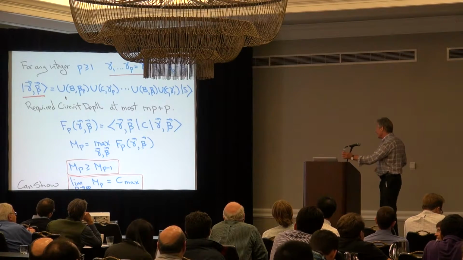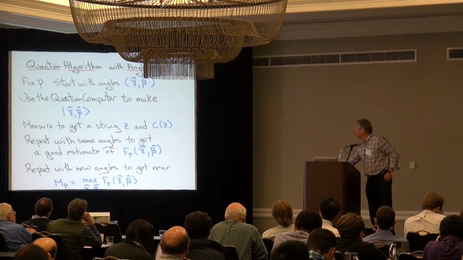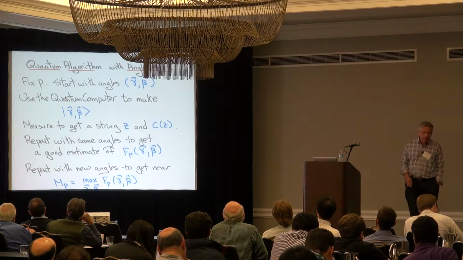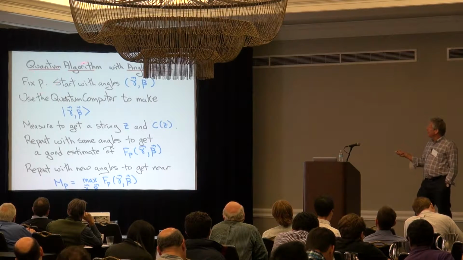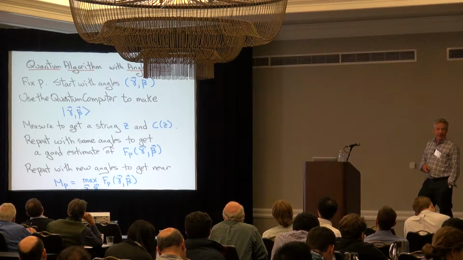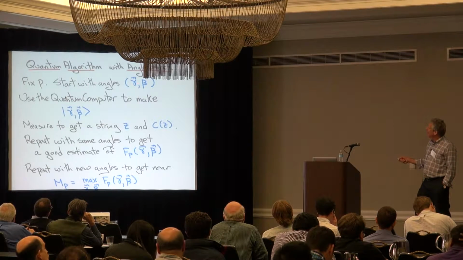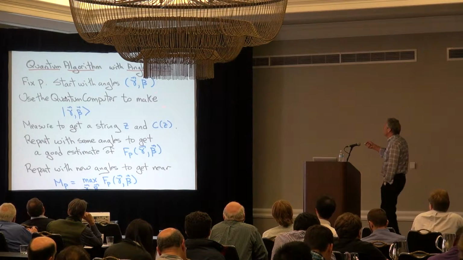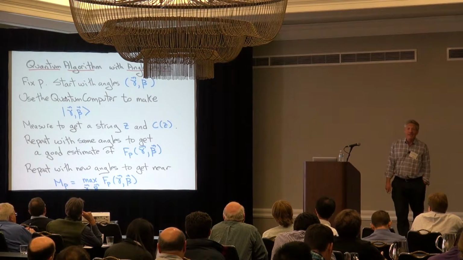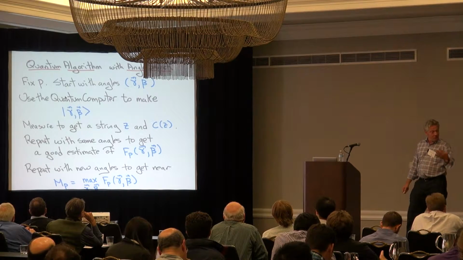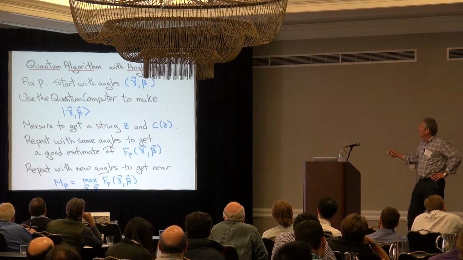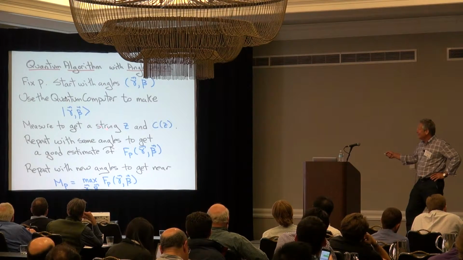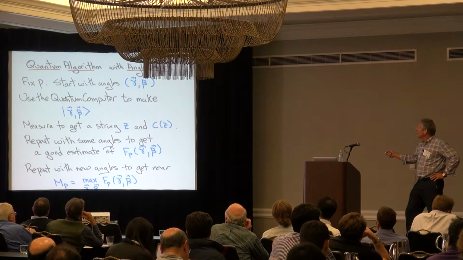So given these facts, we can imagine an algorithm. So let's think about this quantum algorithm with angle search. The first thing we do is fix p. Make p whatever you want, 3, 2, 100. And start with some angles, gamma, beta. Now, use the quantum computer to make this state. I claim that's not too hard to do, because I've shown you the ingredients, and they're all fairly simple. And then measure to get a string z. You make the state, you measure to get a string z, and then you just compute C of z.